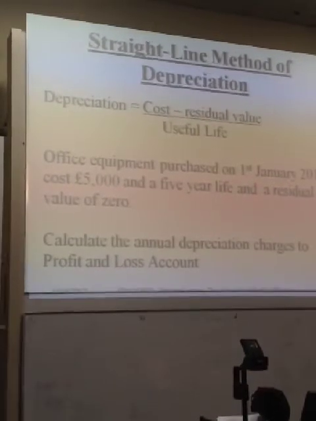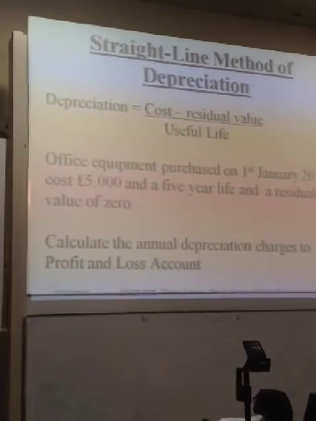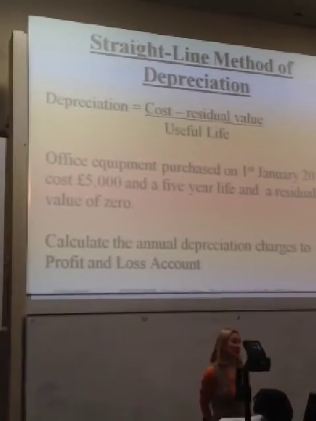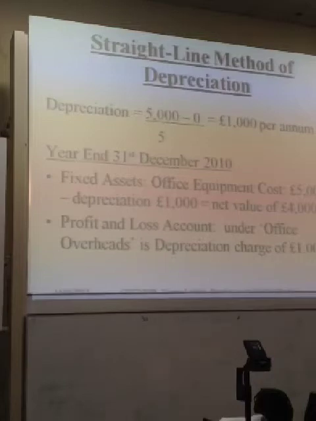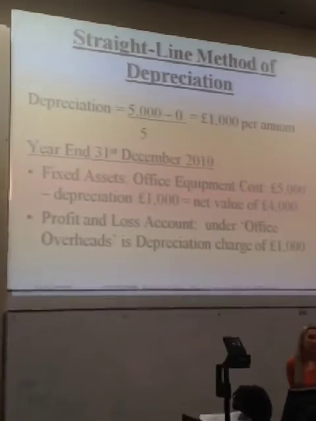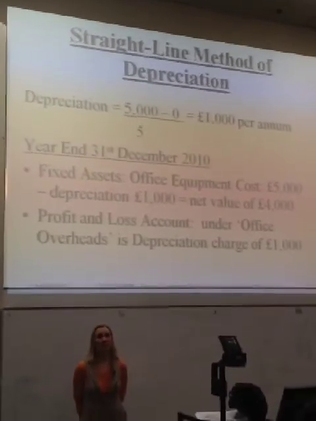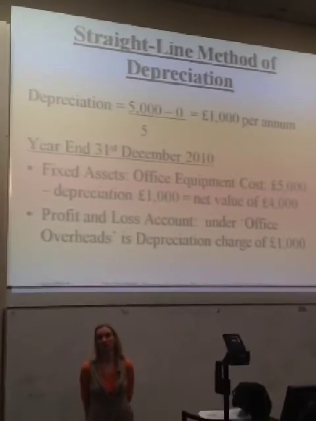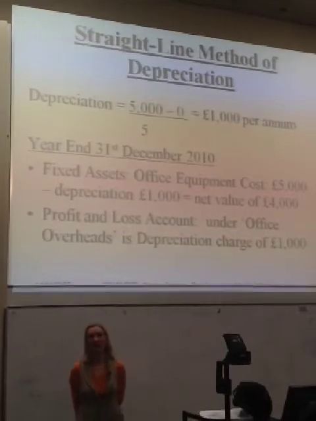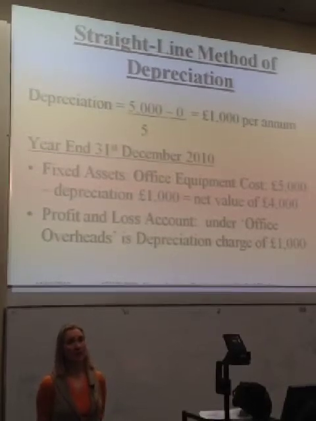What is it? 1,000. Okay, it's just 1,000, because it's the cost of 5,000 minus 0 divided by 5 years. 1,000 per annum. And the way it will be shown in the balance sheet would be the cost is 5,000 minus depreciation of 1,000 gives you a net book value of 4,000 at the end of 2010. That's the net book value at the end of 2010.